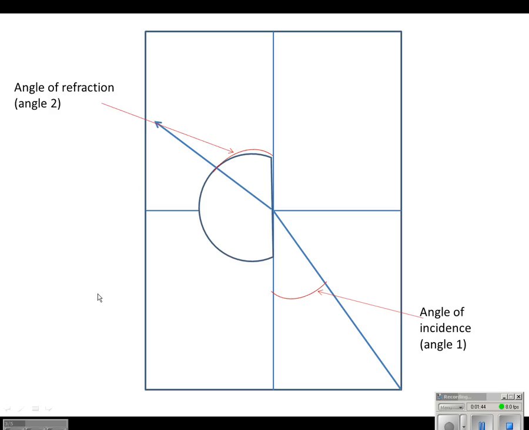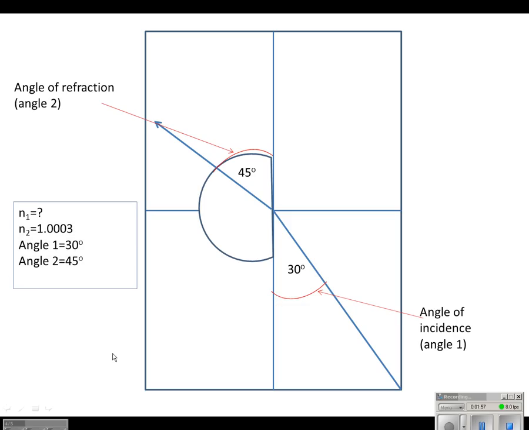Then if we take our protractor and measure the angles, we would get 30 degrees here as our angle of incidence, or angle 1, and our angle of refraction would be 45 degrees. Then we can just take those numbers and plug them into all the variables, where n1 is what we're solving for, so that's unknown. n2 is our constant for the refraction of air at 1.0003. Angle 1, our incoming angle of incidence, is 30 degrees, and angle 2, our angle of refraction, is 45 degrees.